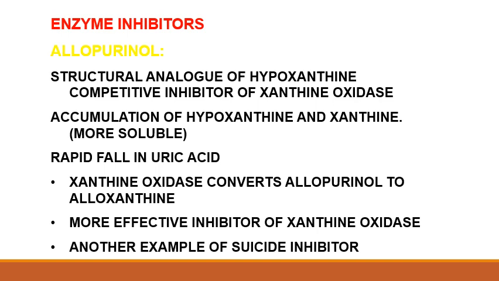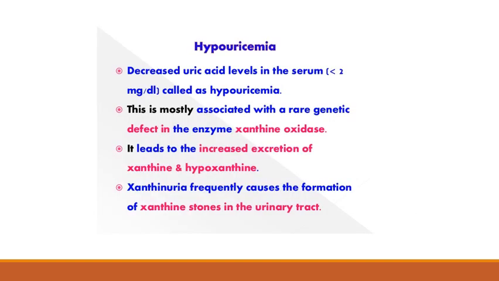Xanthine oxidase converts the allopurinol to alloxanthine, which is a more effective inhibitor of xanthine oxidase and an example of suicide inhibitor. So if allopurinol is administered, then the production of uric acid is decreased and we have more of hypoxanthine and xanthine being formed, and as they are more soluble, they will be excreted out in the urine.